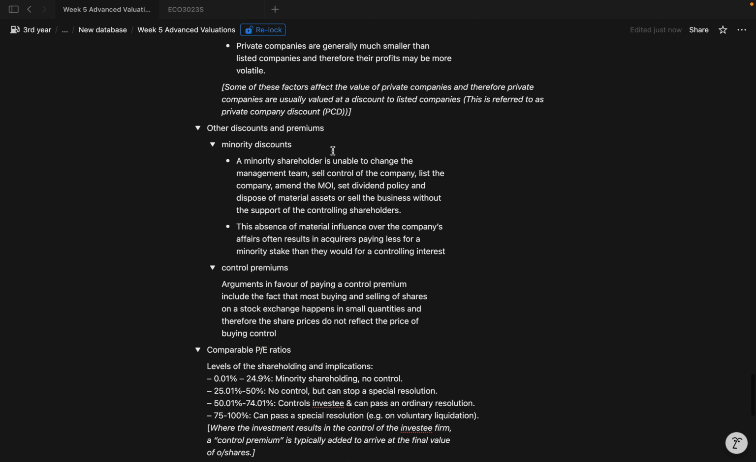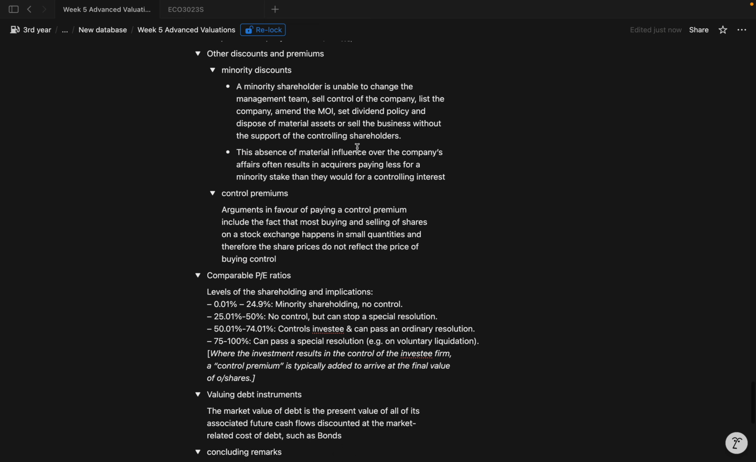And because they're smaller, their profits can also be quite volatile. And just to note that some of these factors affect the value of private companies, and therefore private companies are usually valued at a discount to listed companies, which is the private company discount. Probably not going to be asked in a question, but probably good to know. Might be 1 or 2 marks.